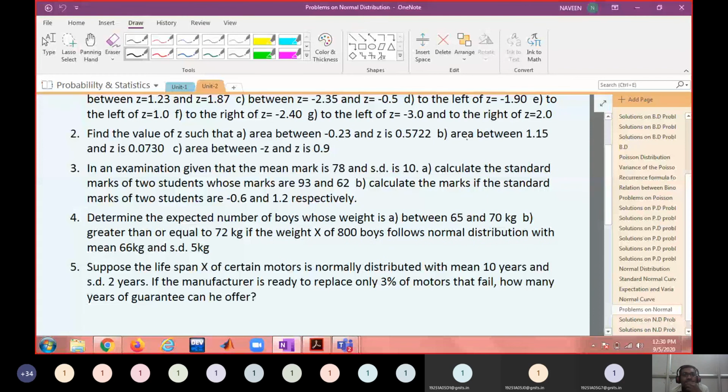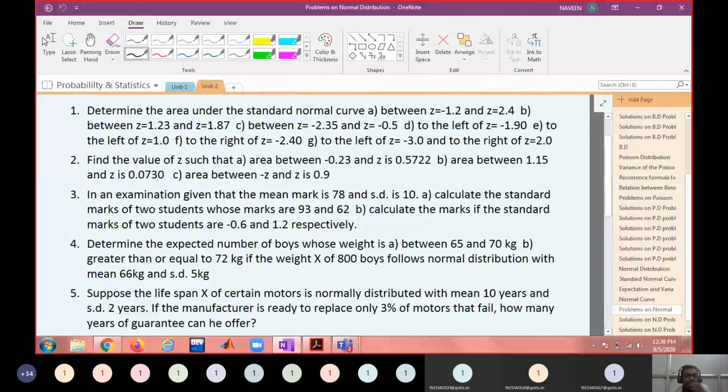Take the remaining two as homework. We'll discuss the remaining part of the problems in Monday's class. Now you understand how to compute z, no? Yes, sir. Okay, please note down the remaining two. Find the value of z such that the area between 1.15 and z is 0.0730, and the area between minus z and z is 0.9.